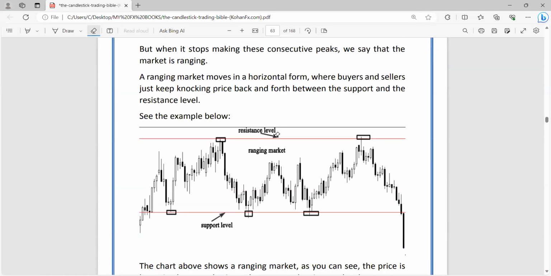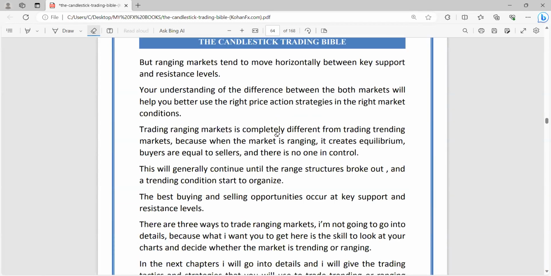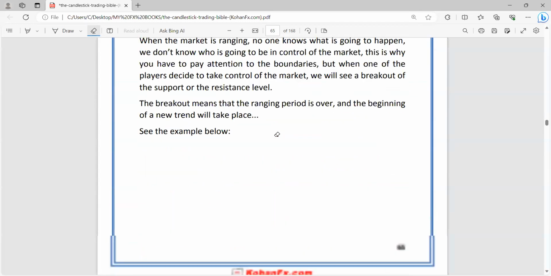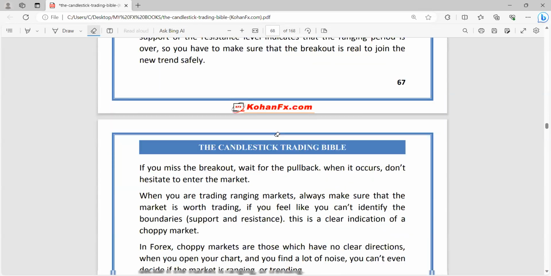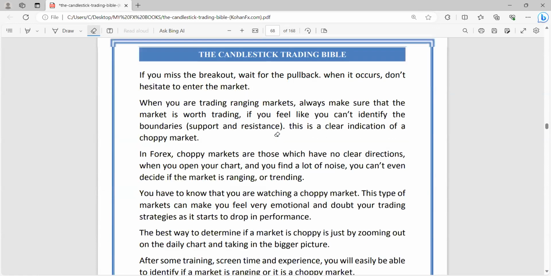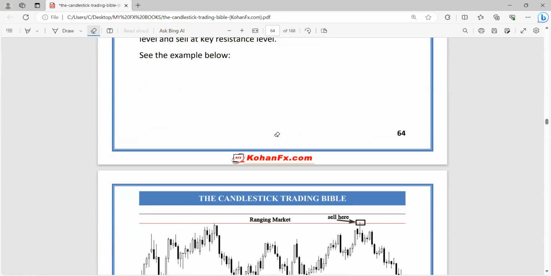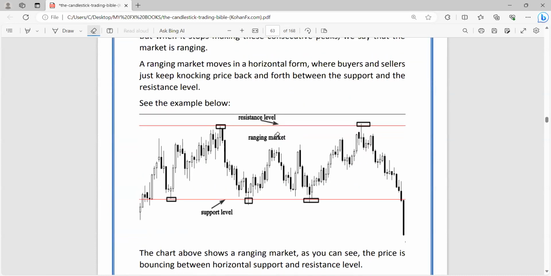So a ranging market just means, let me see, is there anything else? Yeah, that's just a breakthrough test. Let's go back. Just trying to see if there's any other important thing we can look at. So a ranging market, just as the name suggests, means the market is moving within a specific range, like here, then here, and then comes back to that level, goes up, goes down.